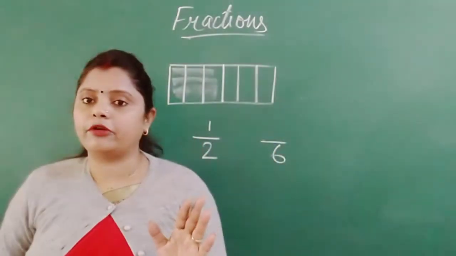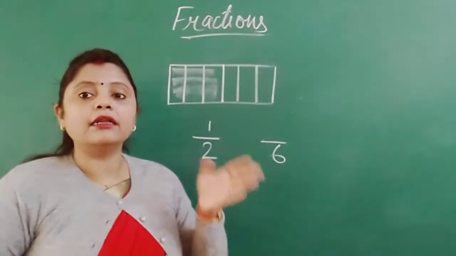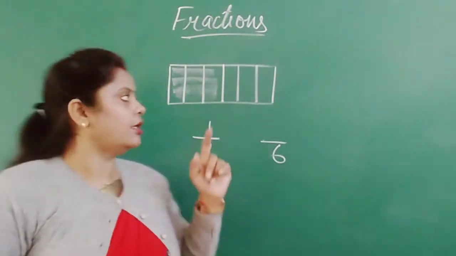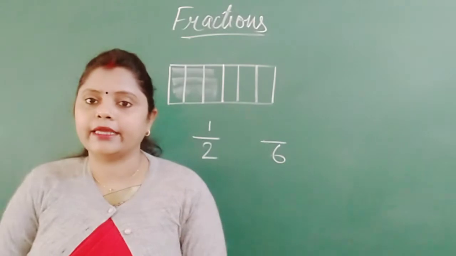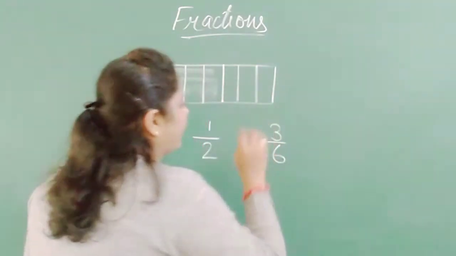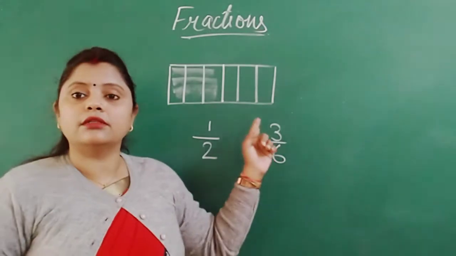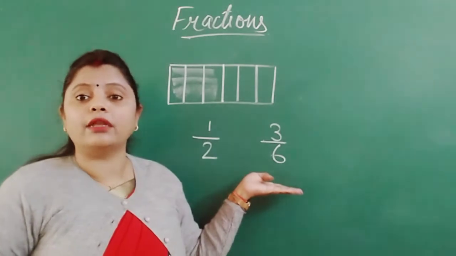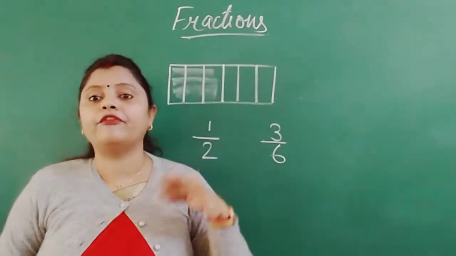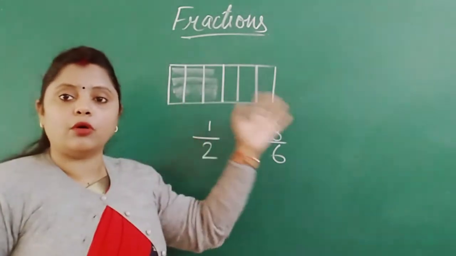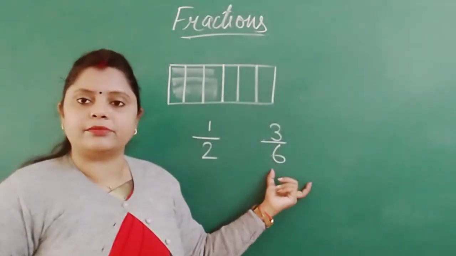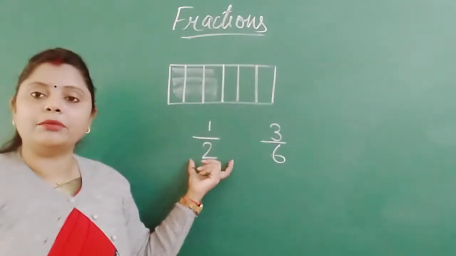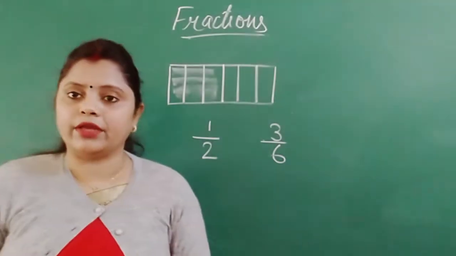Whatever the total number of parts is, that we will write down. And how many parts we are taking, that we will write on the top. So here 1, 2, 3 parts we are taking. So this 3 we will write on top. So it is 3 by 6. So this is what we are doing. We are representing the information in the form of a fraction. Fraction is a part of a whole. So from the whole, how much is taken? 3 by 6 part is being taken. Earlier the figure was divided into 2, so from there 1 by 2 part was being taken.